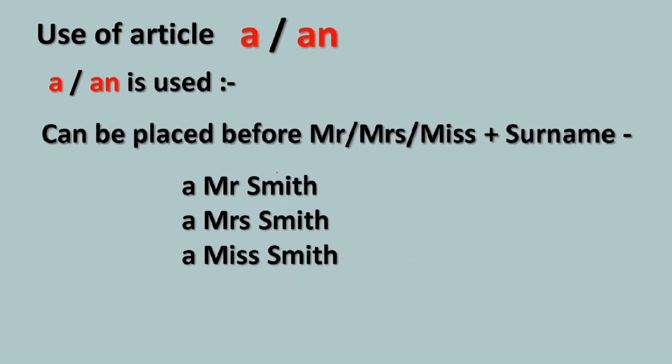A or an can be placed before Mr., Mrs., Miss plus surname. Means a Mr. Smith, a Mrs. Smith. A Mr. Smith means he is a stranger to the speaker and his name is Smith. But if someone says Mr. Smith, he does not use a, then it means the speaker already knows this person.